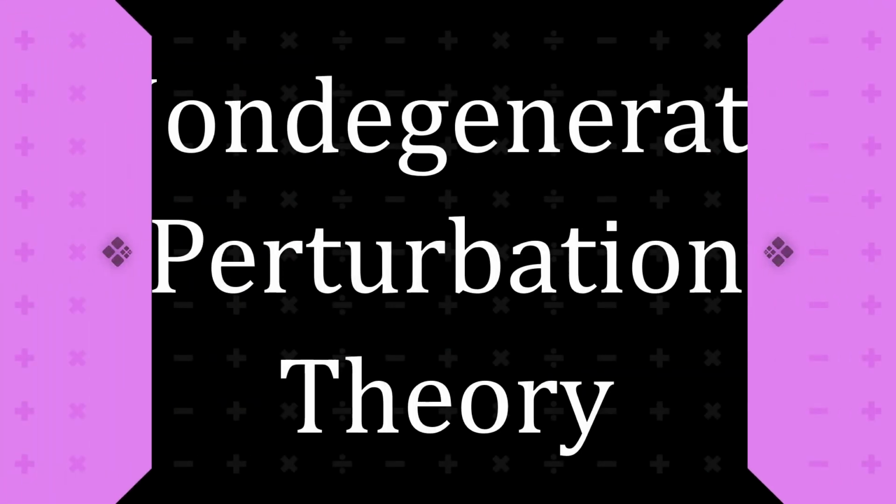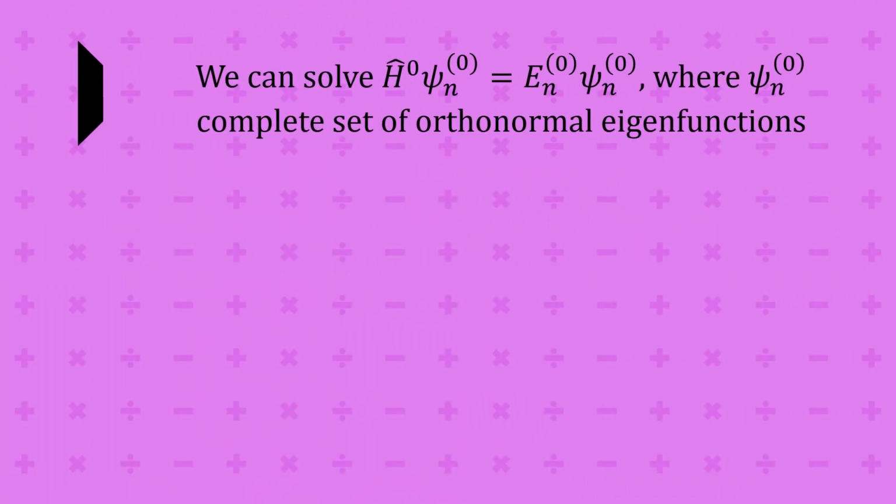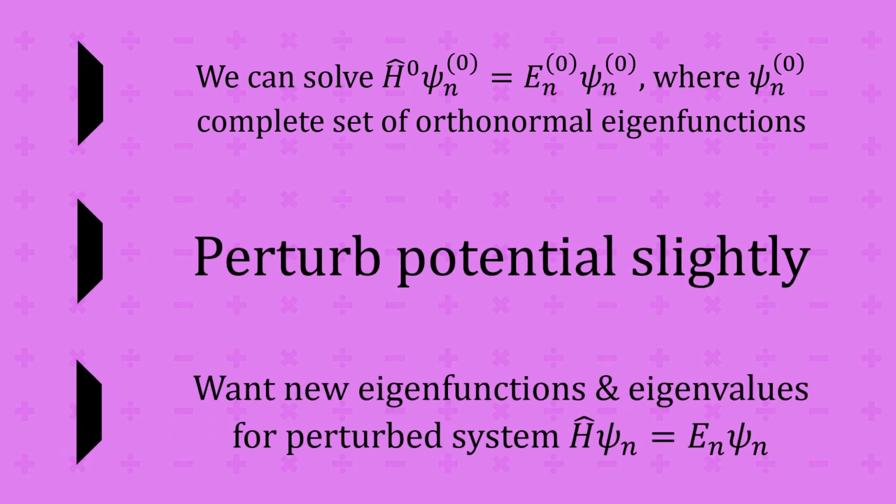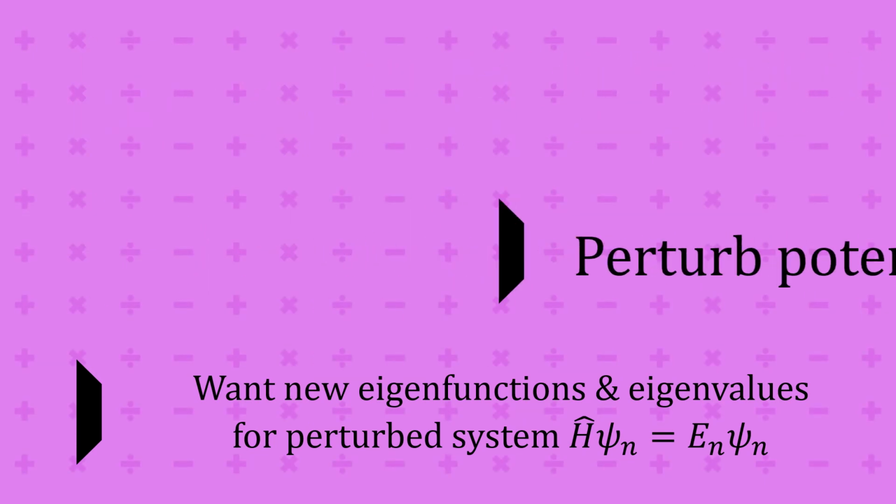Now, we're going to move on to discuss time-independent perturbation theory. We'll start by discussing non-degenerate perturbation theory. We assume we can solve the Schrödinger equation where psi n superscript 0 are a complete set of orthonormal eigenfunctions. Now we perturb the potential slightly. Then we want to find the new eigenfunctions and eigenvalues for the perturbed system.